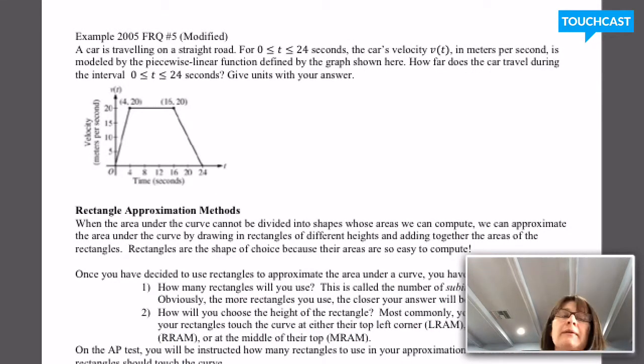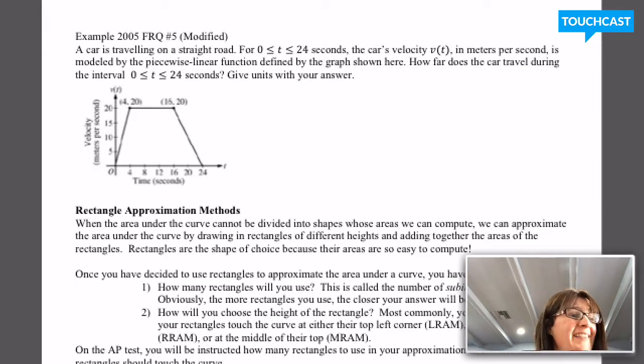So just one more, it would be very common for you to have a problem like this on the AP test. This one came from an AP test. If I've been given a graph of the velocity of a car, I can tell here velocity is positive. The question is, how far does the car travel during the interval 0 to 24 seconds? Give units with my answer, and I've been told that velocity is measured in meters per second, time is measured in seconds. So my units on my final answer are going to be meters per second times seconds. The seconds cancel out. I'm going to have meters as the unit, and that makes sense because I've been asked about distance traveled. Distance traveled can be measured in meters.